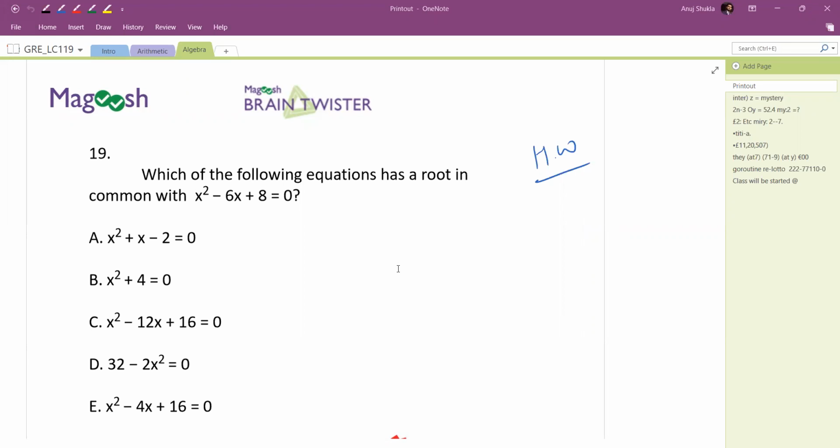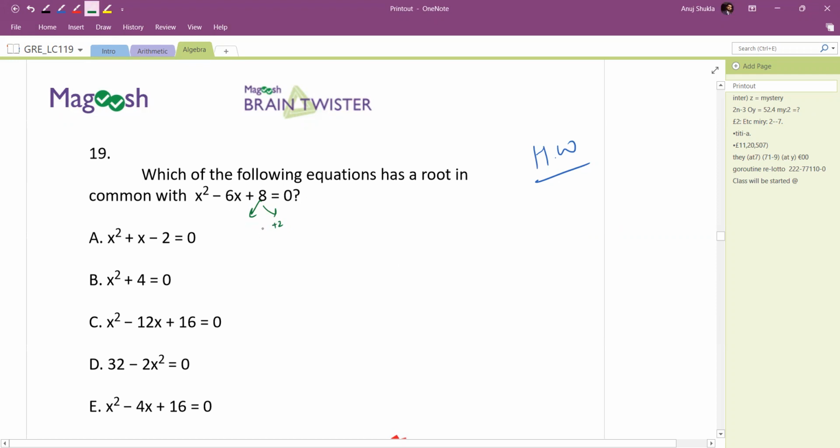What this question is saying: which of the following equations has a root in common with x square minus 6x plus 8? So what are the roots? First of all, you can say plus 4 and plus 2. If you do plus 4 and plus 2, multiplication is plus 8, but if you add, what will happen? You will not get minus 6.